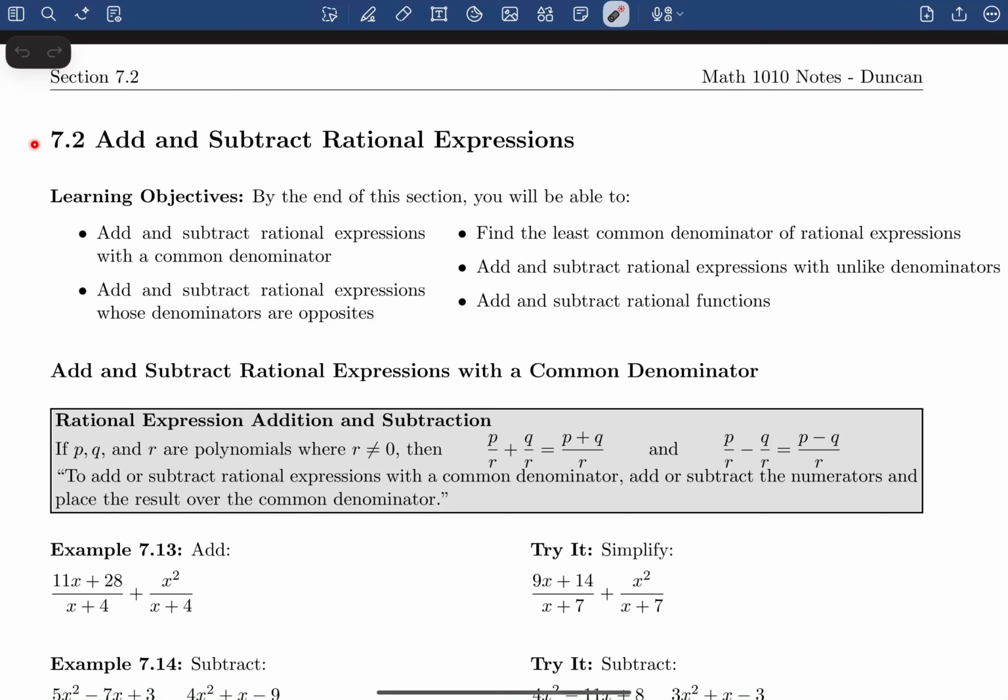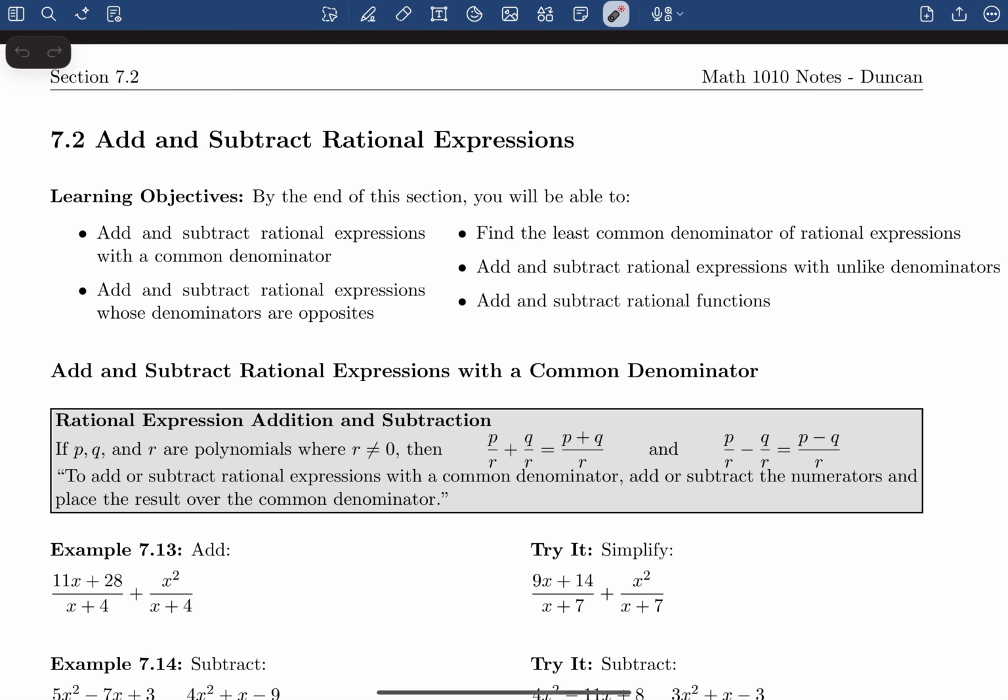This is lesson 7.2, add and subtract rational expressions. Our learning objectives are to add and subtract rational expressions with a common denominator, add and subtract rational expressions whose denominators are opposites, find the least common denominator of a rational expression, add and subtract rational expressions with unlike denominators, and add and subtract rational functions.